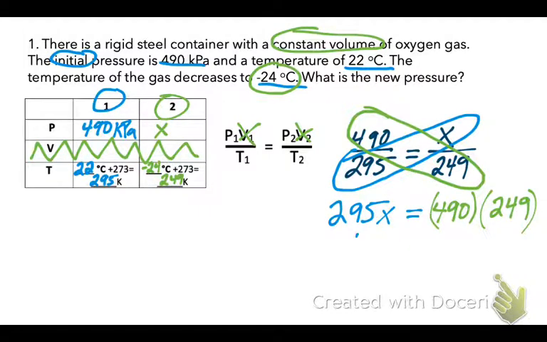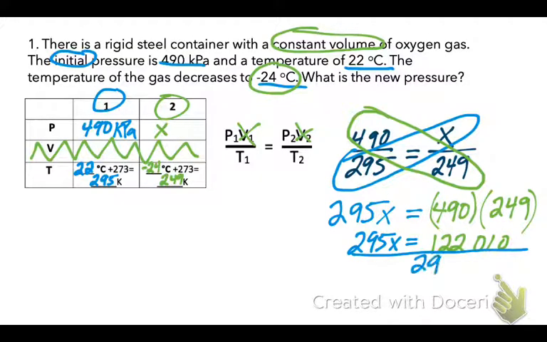All right, so now simplify what you know. So this is still 295X. Well, multiplying those 2 numbers together gives you a really nice big number. It's 122,010. All right, and then now we just have to solve for X. Whatever number is next to X, you will be dividing by that number every time. So that means I'm going to divide both sides by this 295. And I kind of like to write it in the middle.